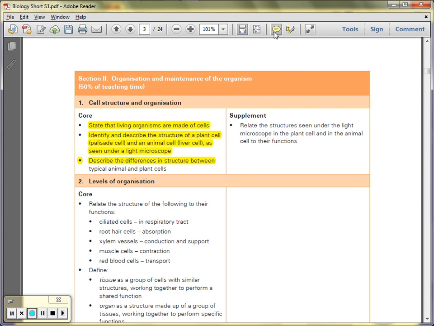Palisade and liver cell. So now, that actually just gave you a piece of information. Whenever they say the word palisade cell, they are talking about a plant cell. And whenever they say the word liver cell, they are talking about an animal cell. I had a bunch of S2s in the final think that plants had livers.